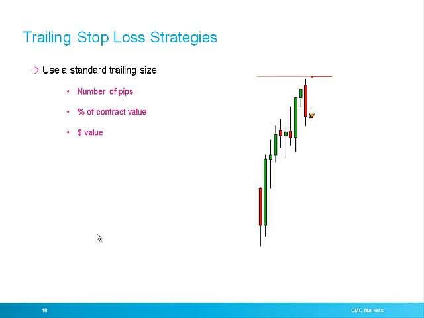Another approach is simply to say, look, I want to limit my loss to a certain dollar value, $100, $500, $1,000 or whatever, a certain amount per trade. So I will set the initial trail so that if the stop goes off at that first level, then that's the maximum amount I will lose.